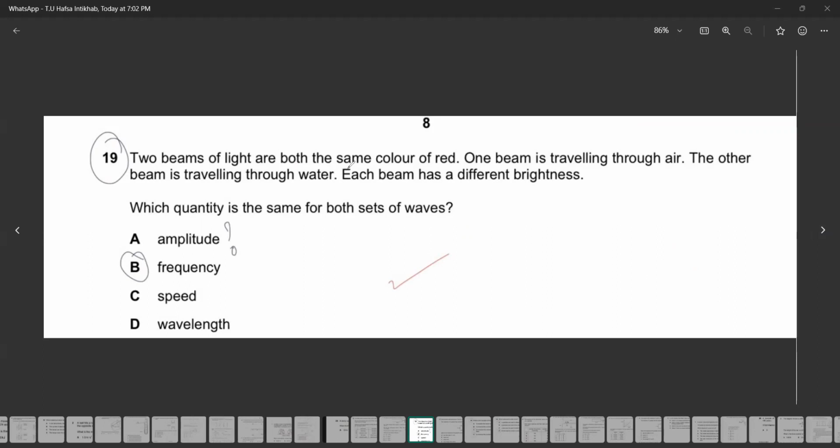Two beams of light are both the same color, red. One beam is traveling through air, another one is traveling through water. Each beam has a different brightness. Which quantity is the same for both of them?